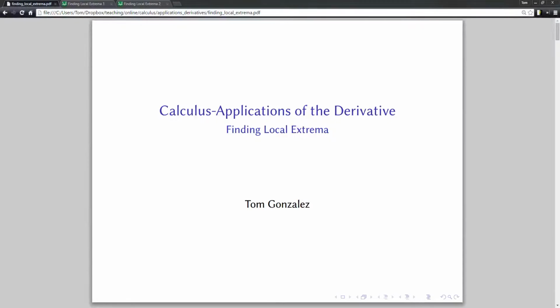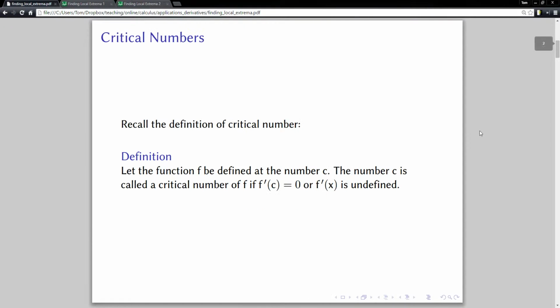In this video, we are going to talk about finding local maxes and local mins of functions. To get started, first you need to remember the definition of critical number. Let the function f be defined at the number c. So c is in the domain of f is another way to say that. The number c is called a critical number of f if the derivative of f at c is 0 or if the derivative of f is undefined.